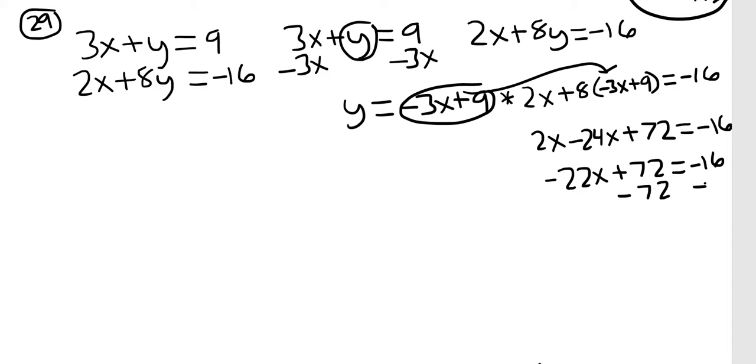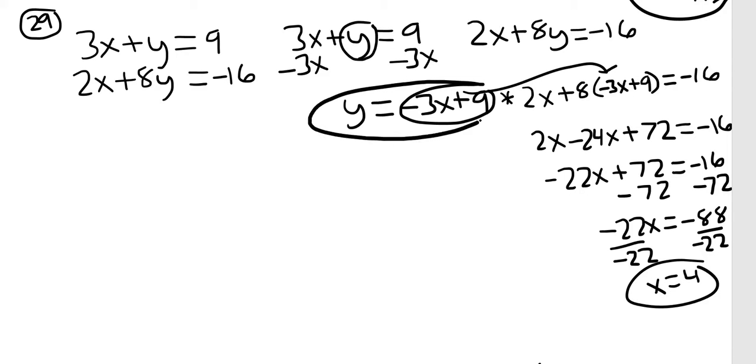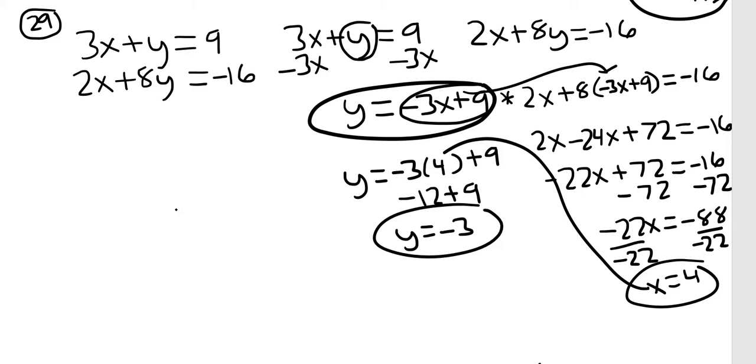So we would subtract 72 from both sides. So -22 times x equals -88. Divide by -22, and we get x equals 4. Now once we know what the x is, we go back to our original equation to figure out what the y is. The y is going to be equal to -3 times whatever the x is plus 9. We now know that the x is 4. So -12 plus 9 is -3.